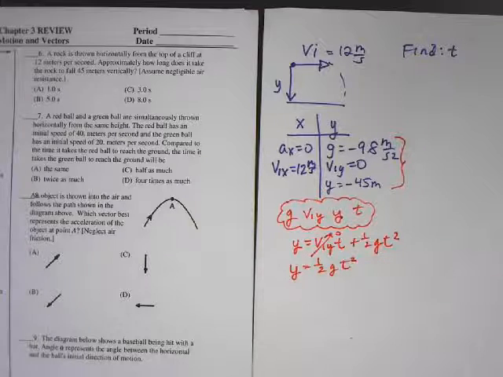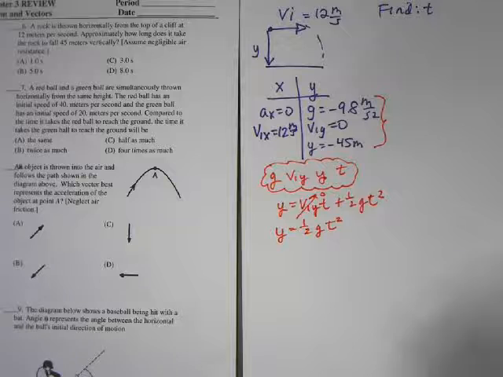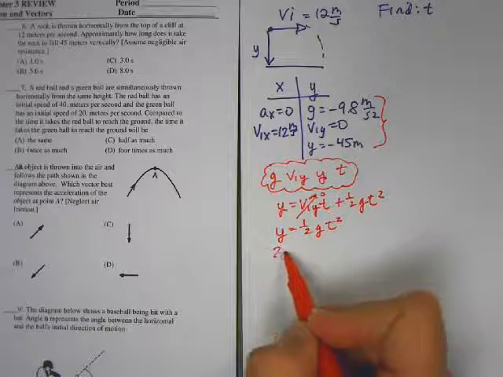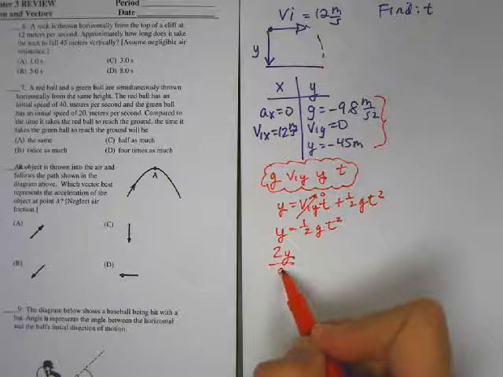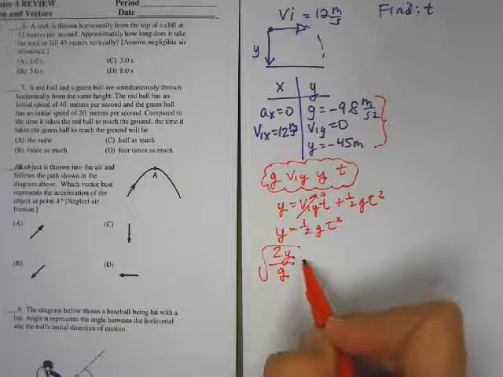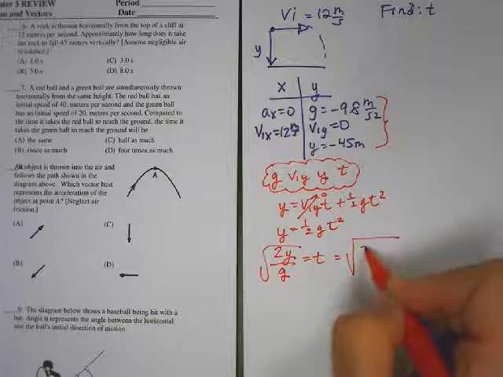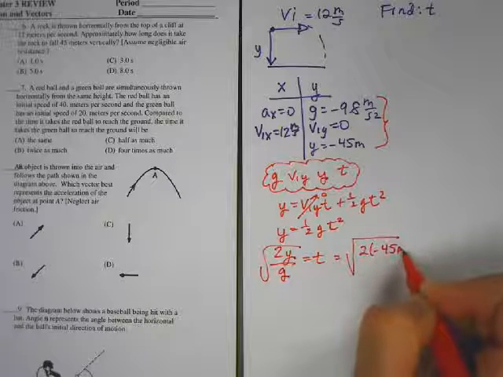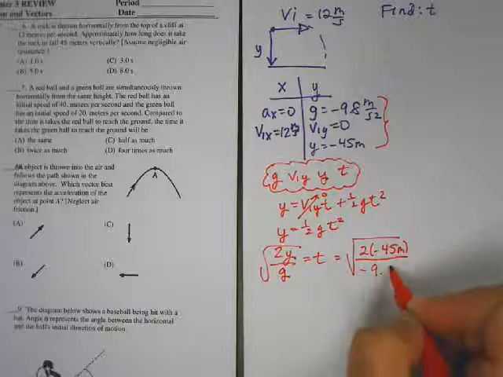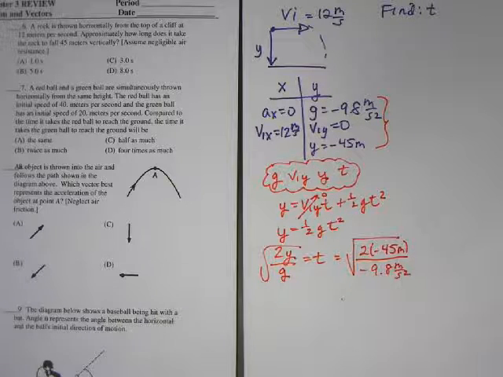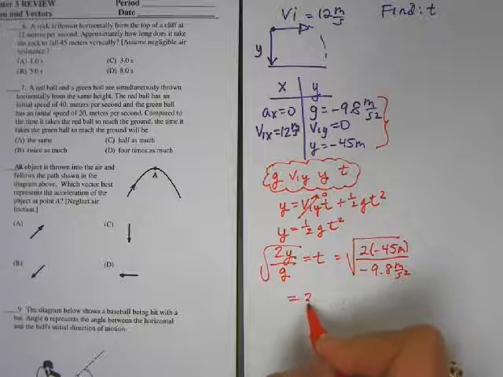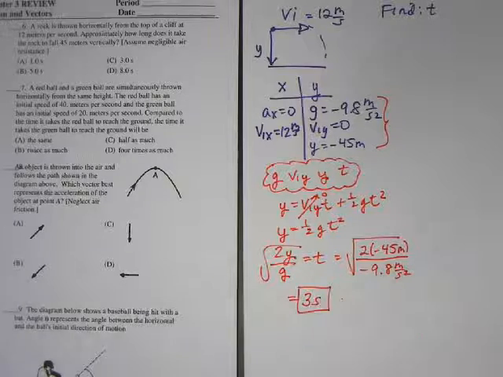So now I'm going to rearrange the equation to solve for the unknown in terms of the known. So I'm going to multiply both sides by 2, divide both sides by G, and then take the square root of both sides, and that gives me T. So now I'm going to substitute in 2 times negative 45 divided by negative 9.8 meters per second squared. And then when I do that on my calculator, it comes out to be 3 seconds. So that's choice C.